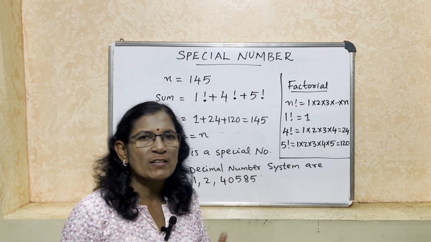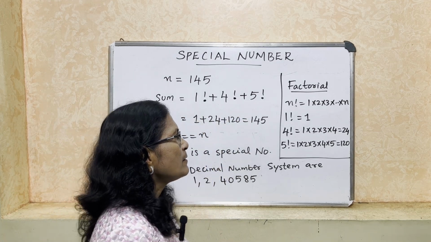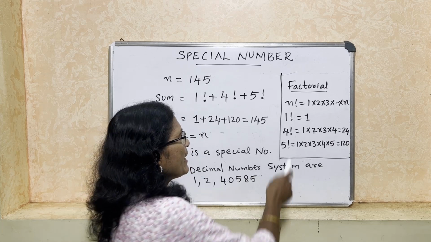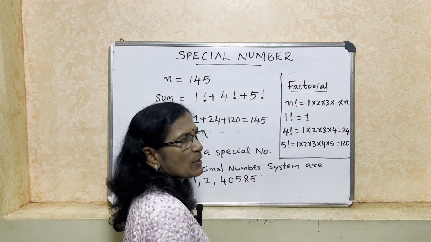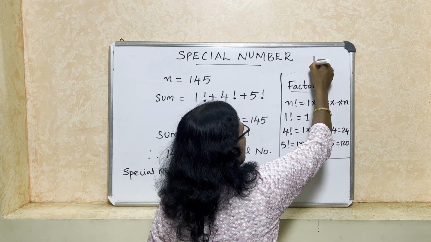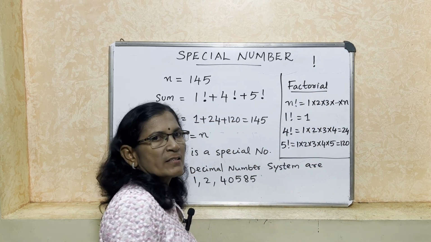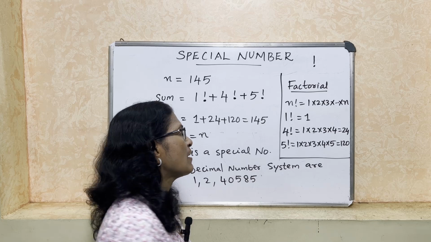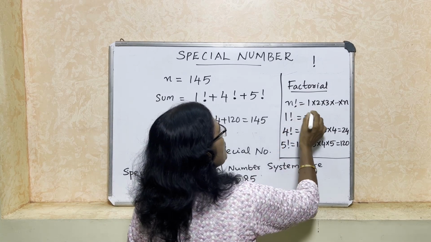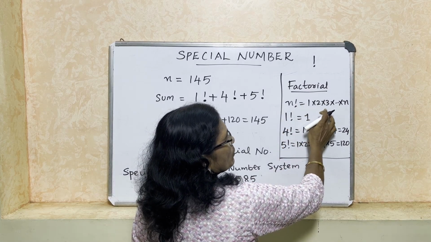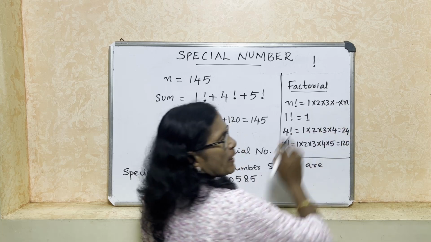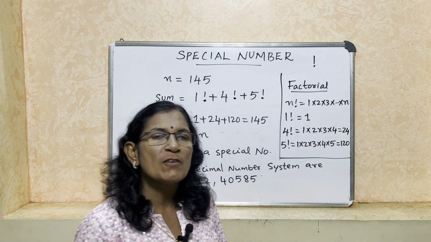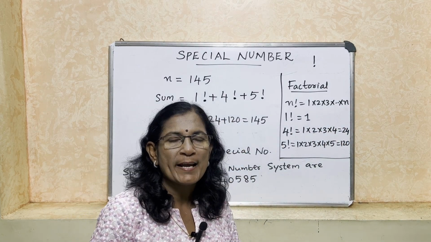So what is the factorial of a number? The mathematical definition is n factorial. Factorial is represented by the notation n!. This exclamation mark is used for representing the factorial. n factorial is equal to 1 into 2 into 3 into up to n. It's a product of all the numbers from 1 to n.